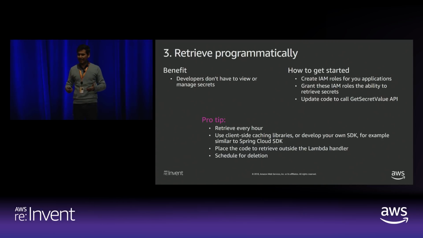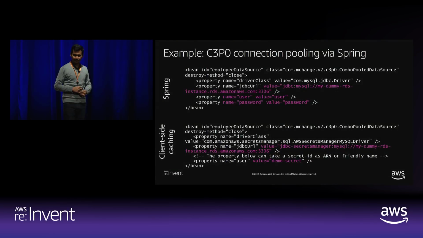And finally, if you decide that you do not need a secret anymore, I would recommend scheduling it for deletion instead of deleting it immediately. The rationale here is if it turns out that someone did need access to the secret, you can quickly go back and restore the secret and get the application or employee working again quickly. Now, this is just a sample which shows how easy it is to use the client-side caching library. So if you're using C3PO connection pooling with Spring, moving over to the client-side caching library is as simple as making a few changes and redeploying your application.